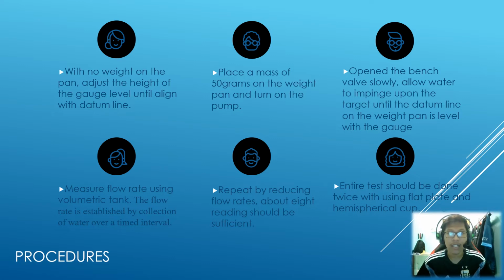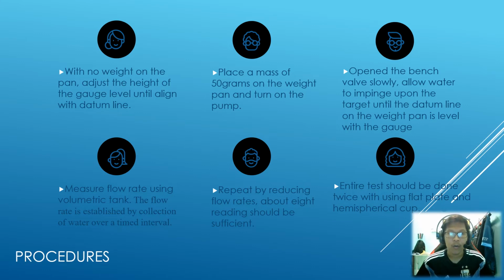Okay, so for the procedures of the lab experiment, firstly, with no weight on the pan, adjust the head of the gauge level until aligned with the datum line. Secondly, we place a mass of 50 grams on the weight pan and turn on the pump. Third, we open the bench valve slowly, allow the water to impinge upon the target until the datum line on the weight pan is level with the gauge.